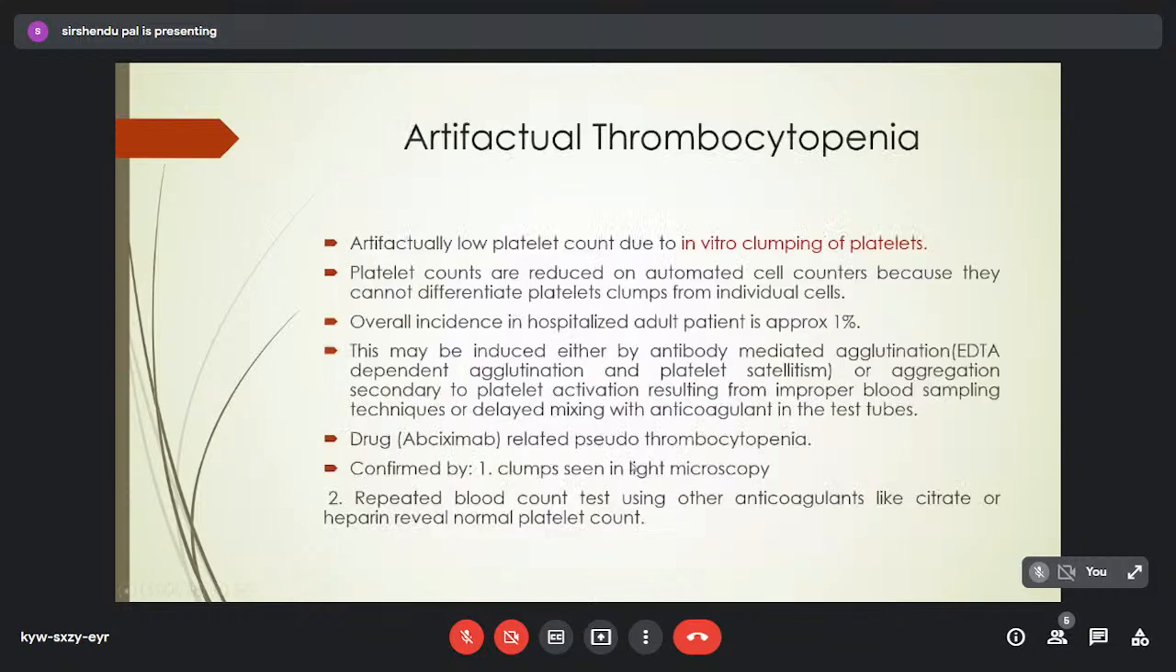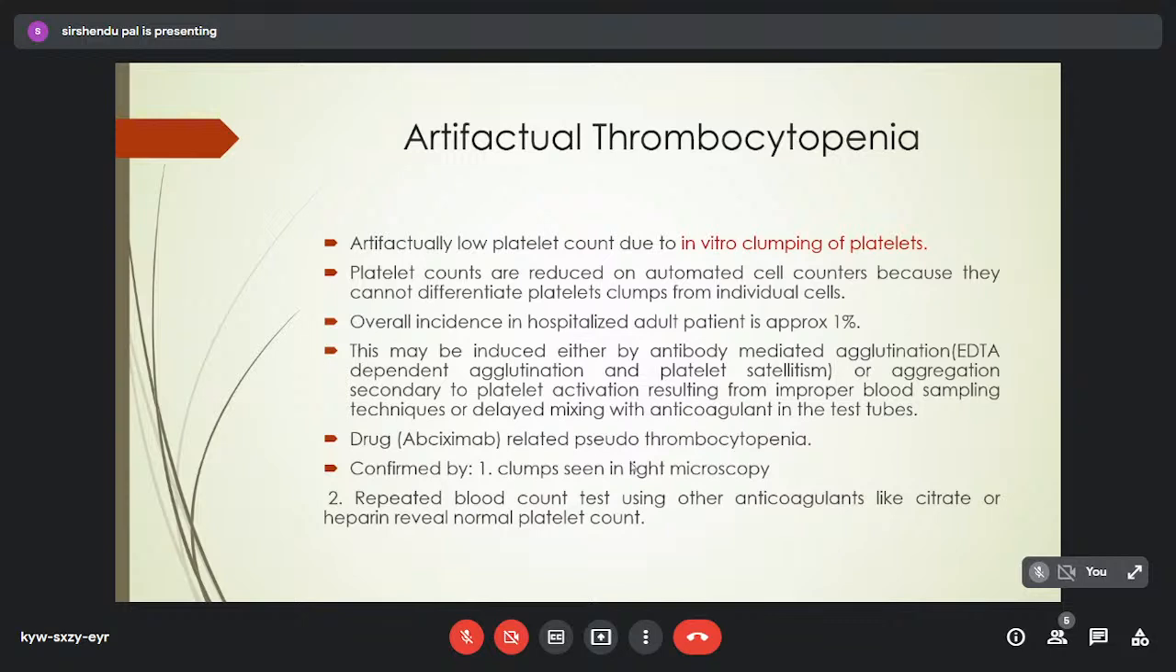Now coming to artifactual thrombocytopenia. Artifactually low platelet count may be due to in vitro clumping of the platelets. The platelet counts are reduced on automated cell counters because they cannot differentiate platelet clumps from individual cells. The overall incidence in hospitalized adult patients is approximately 1%.